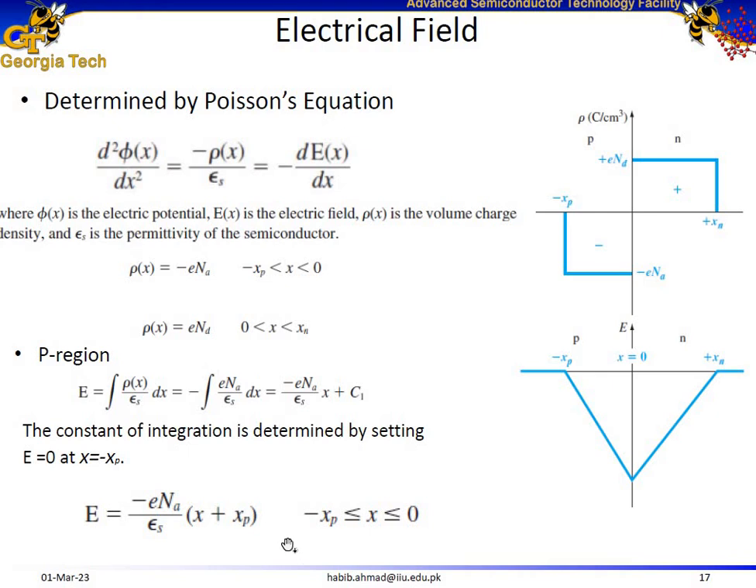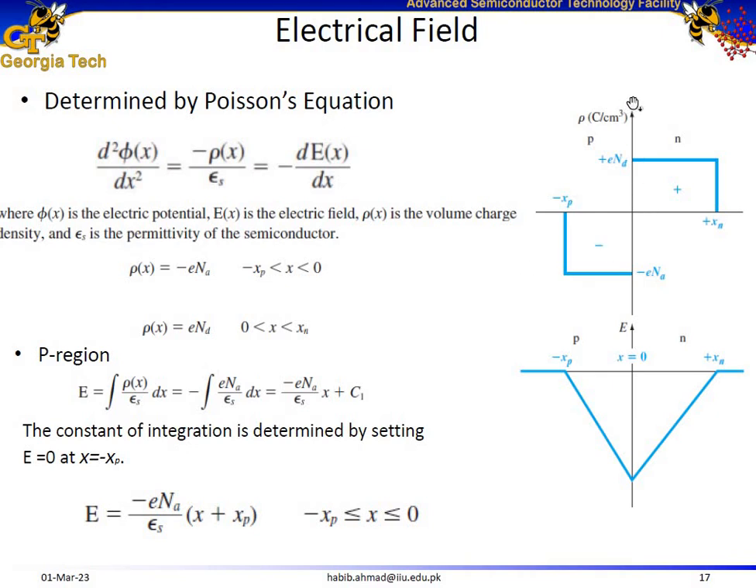Now we calculated the built-in potential. How about the electric field of the semiconductor? To determine the electric field, we have to apply Poisson's equation. Here is Poisson's equation in 1D. The derivative of the electric field is equal to the charge density in coulomb per centimeter cube divided by the permittivity of the semiconductor material. And by using this equation, we can determine the electric field for the p-n junction.